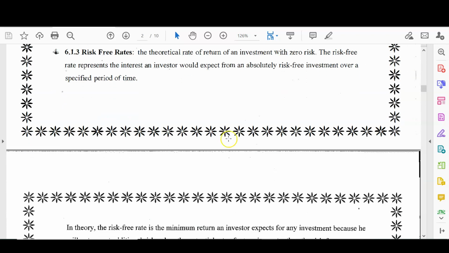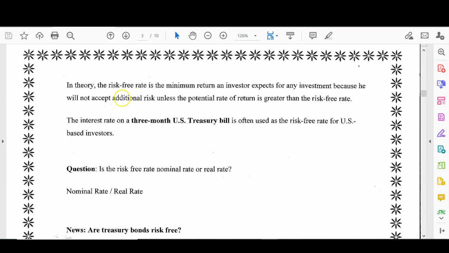Another concept we need to know is the risk-free rate. It is the theoretical rate of return of an investment with zero risk. It represents the interest an investor would expect from an absolutely risk-free investment over a specified period of time. In theory, the risk-free rate is the minimum return an investor expects for any investment, because he will not accept additional risk until the potential rate of return is greater than the risk-free rate. We will discuss this more in the future. It is the higher return, higher risk principle.